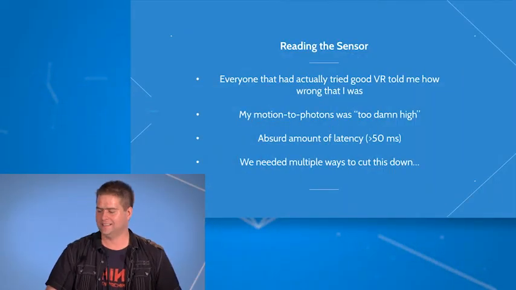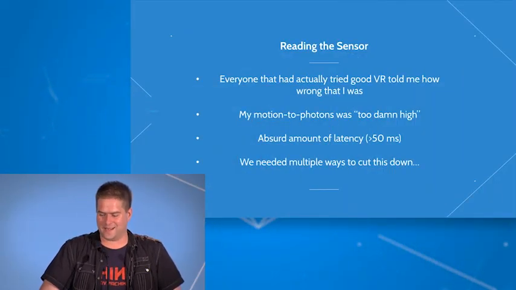And then I started showing it to other people who had actually had good VR experiences, as opposed to my very nubile experiences with it. And they were like, nope. Everybody said, your motion to photons latency is too damn high. And so we had to work on that. The guys at Oculus actually put it through a latency sensor, and we were up above 50 milliseconds of latency. And if you've heard Abrash and Carmack talk, that's well above the red line. That's actually multiples above the red line.